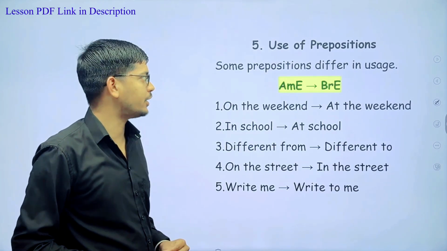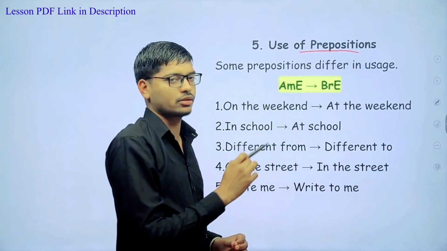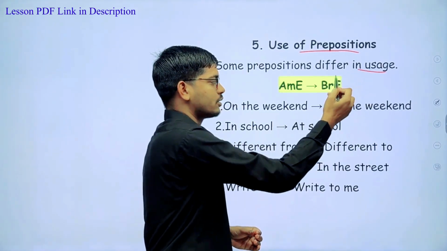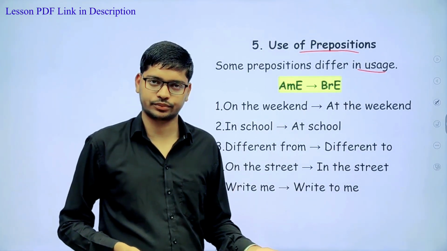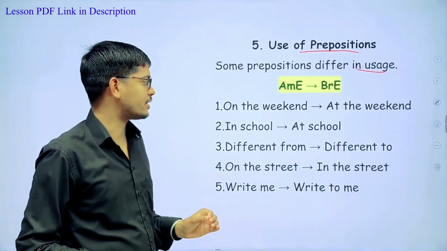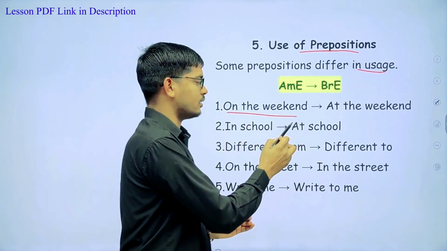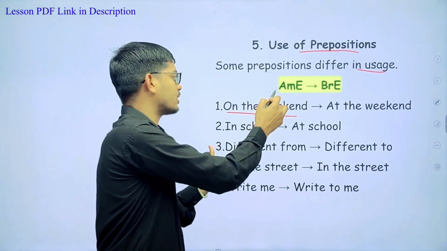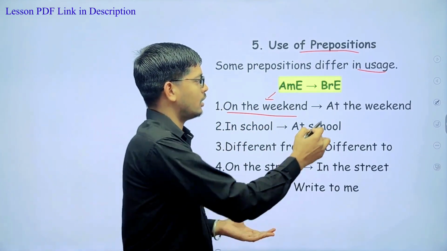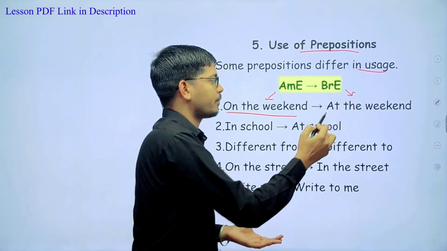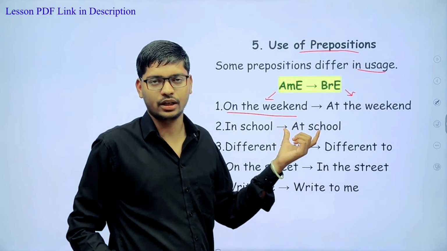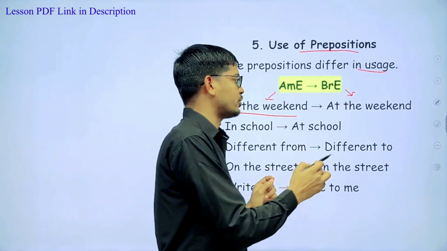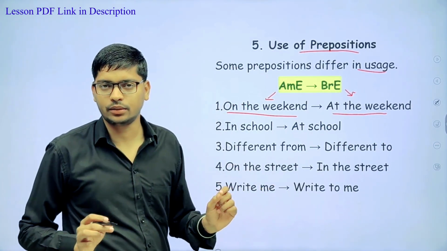Here, the next difference is related to the use of prepositions. Some prepositions differ in use in American and British English. So let's see. First, "on the weekend" in American English, but in British English we have to say "at the weekend."